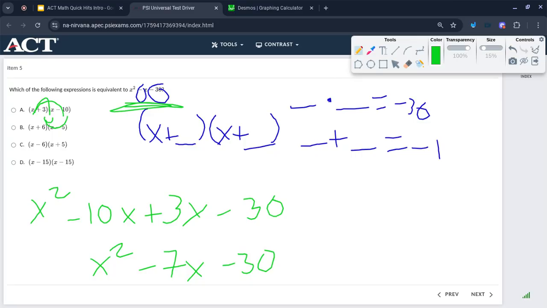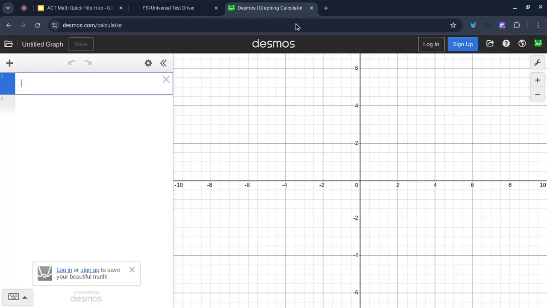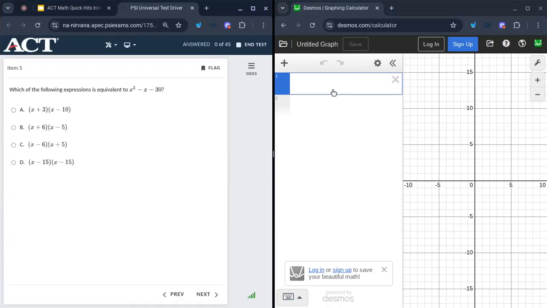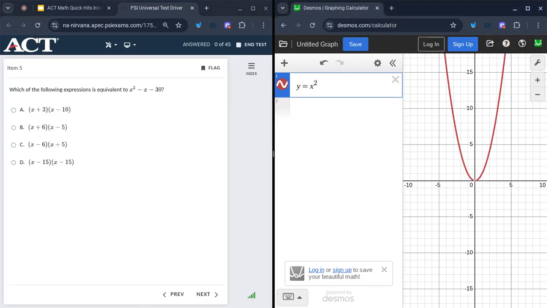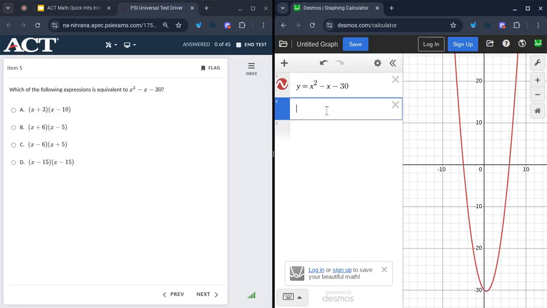So let's look at another way to do it, which could be one of the faster ways, especially if you can't remember how to do the factoring. The other way we can do it is with our Desmos graphing calculator. Again, this is a very powerful tool that helps make our assessment much easier. What we would want to do is graph that initial expression: y equals x squared minus x minus 30. We get this parabola in red, and that's what it looks like. Then we could go down the line with each of them and graph them all and see which one lines up exactly with the red graph.